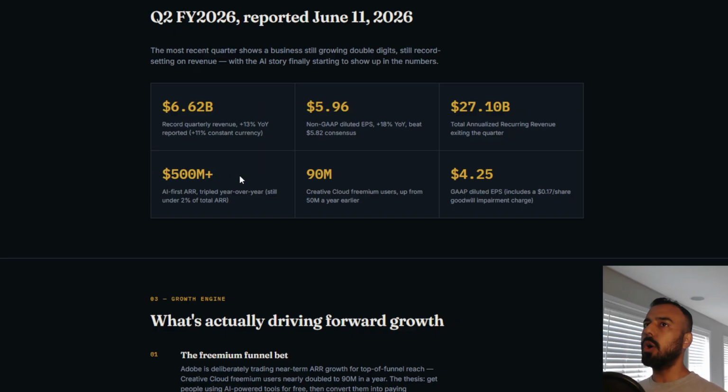If all the money is pouring into AI, and Adobe says that we are positioning to be the next big AI product, and we're not about to become the dinosaur of the industry, then I need to see the money flow into the AI first ARR. I want to see this jump in double or even triple digits, right?